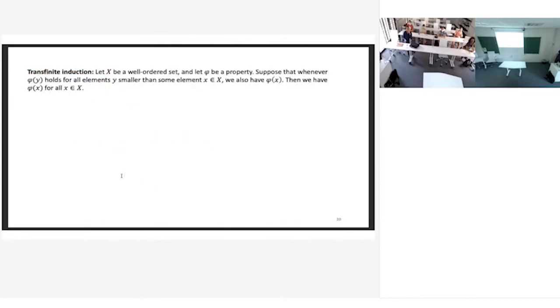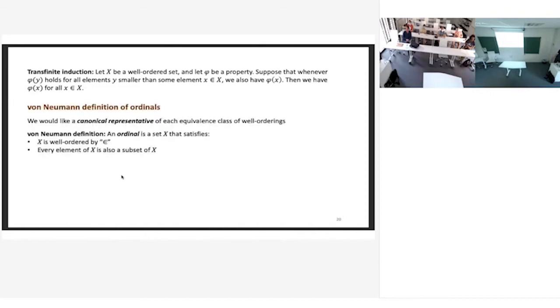So why are these well-ordered sets important? Because they allow you to use transfinite induction. So for example, if you have a well-ordered set X and some property phi, and you want to prove that phi holds for all the elements of X, if you can prove that whenever phi holds for all elements smaller than little x, it also holds for little x, that means it holds for all the elements in the set. This is called transfinite induction.